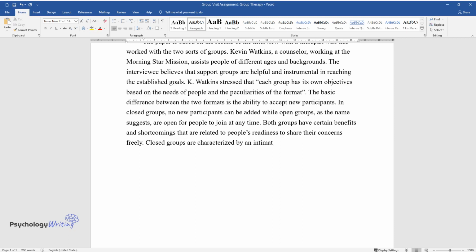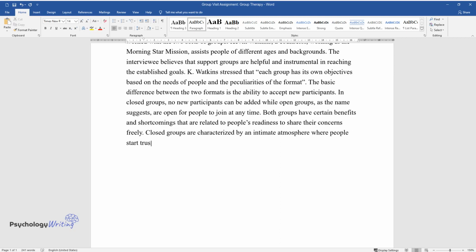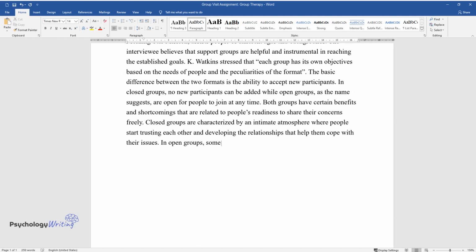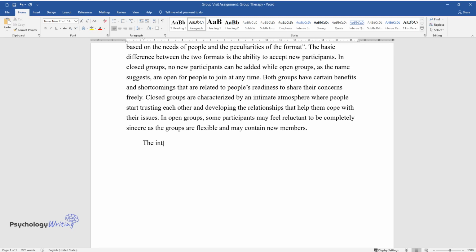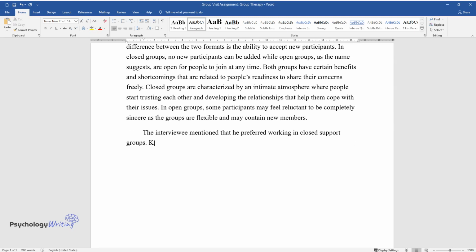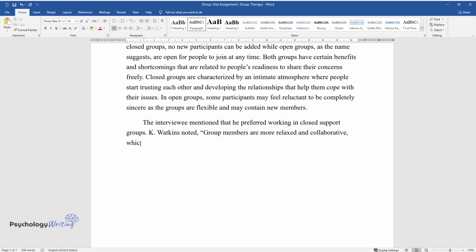Closed groups are characterized by an intimate atmosphere where people start trusting each other and developing the relationships that help them cope with their issues. In open groups, some participants may feel reluctant to be completely sincere as the groups are flexible and may contain new members. The interviewee mentioned that he preferred working in closed support groups. Watkins noted, group members are more relaxed and collaborative, which is critical for their prompt progress.